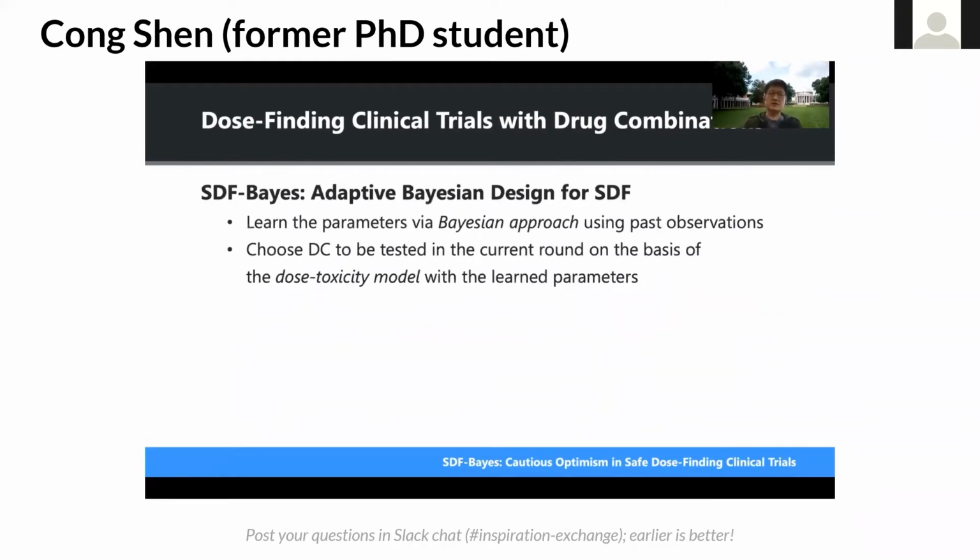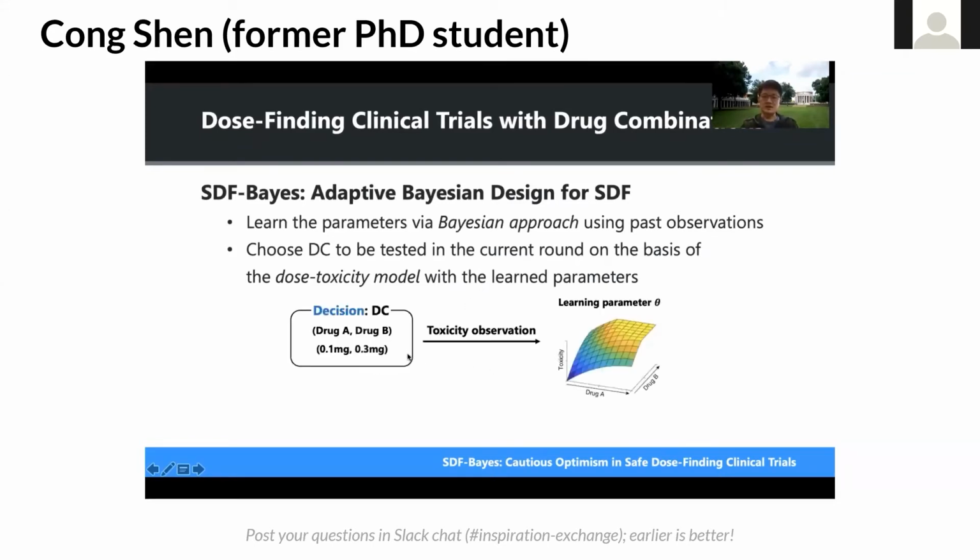So let me get to the details of SDF-Bayes. As the name suggests, this is a Bayesian design, so we learn the parameters via a Bayesian approach. On the other hand, this is an adaptive design, meaning that we are making decisions on the fly based on the past observations. More specifically, we choose the DC to be tested next based on the current estimation of the dose toxicity model, in particular with the learned parameters. And once we get this estimation, we're going to make the decision, which implicitly uses past observations.